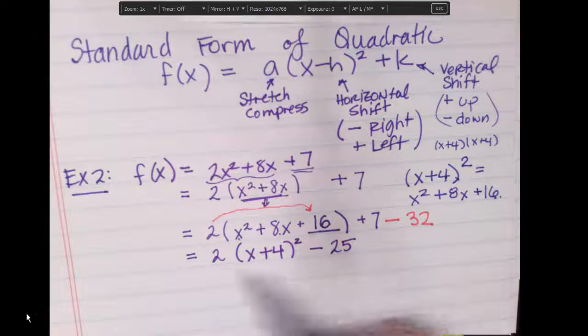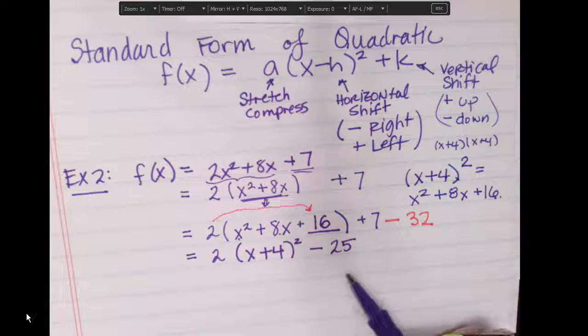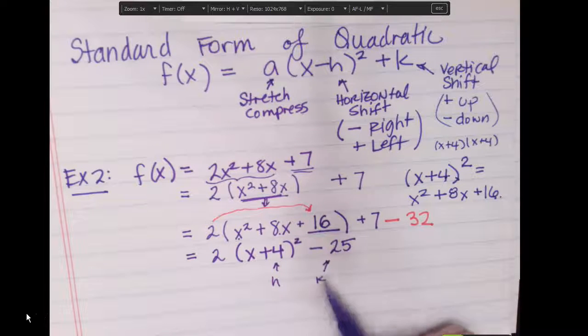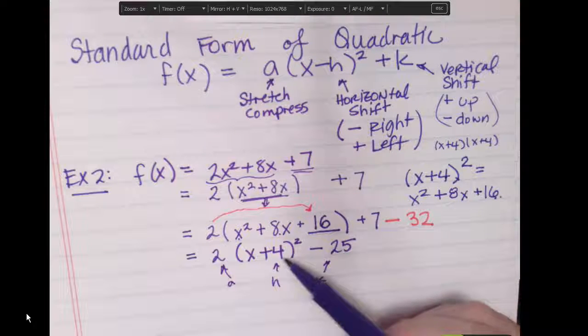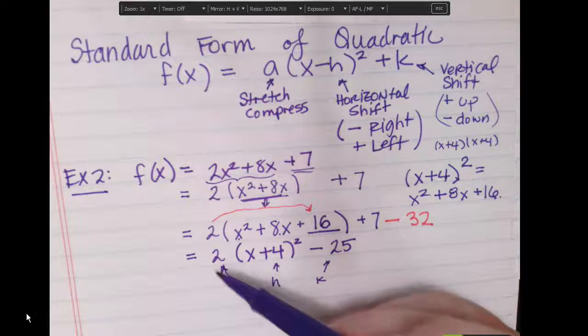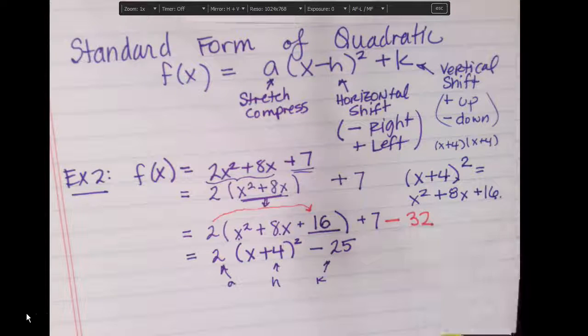So lo and behold, I have a parabola in vertex form. I have my h, I have my k, and I have an a value. And so I could tell you this thing is 4 to the left, down 25, and with a 2 outside of there, that's going to be a vertical stretch. So that is a slowed down version of completing the square.